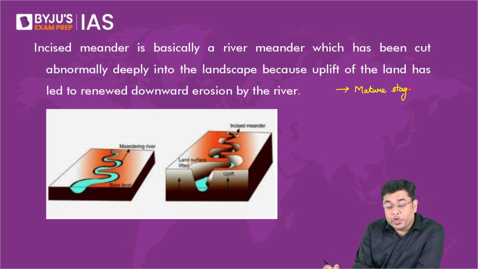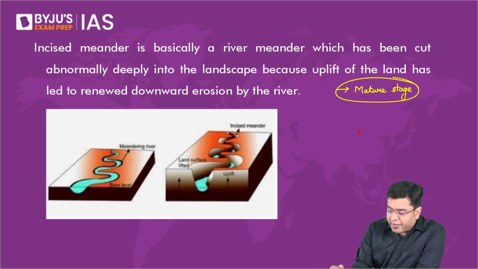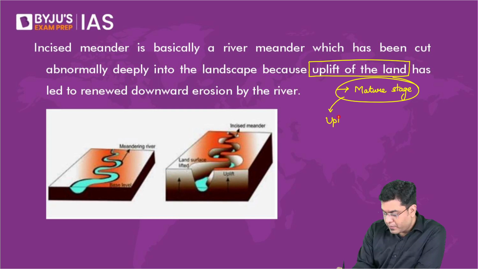Now in the mature stage of the river, when is it that you will observe an erosional landform? Whenever you have the uplift of the land mass. Upliftment of the landmass. In that case, of the landmass.